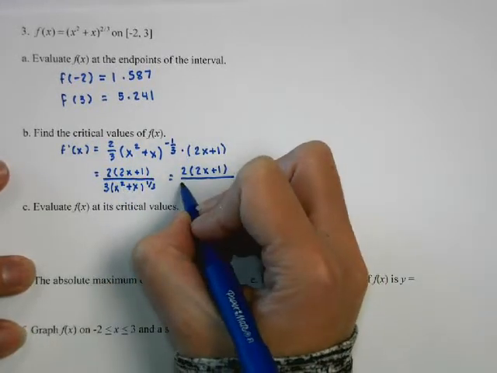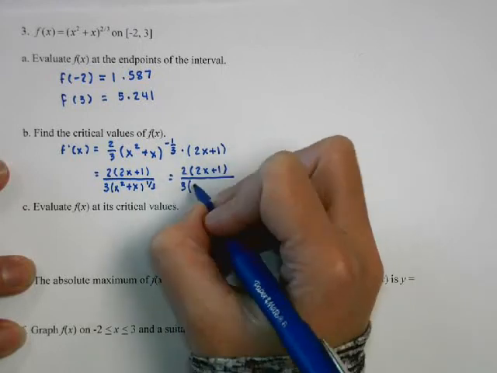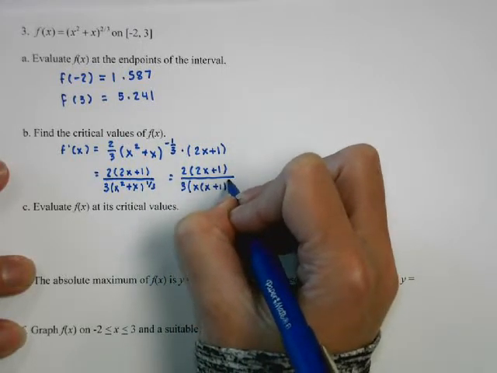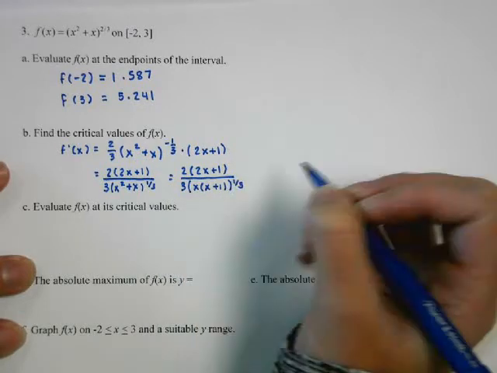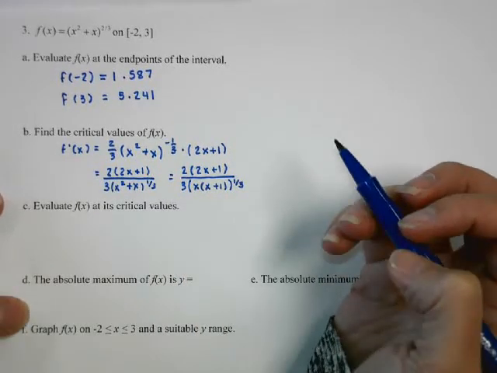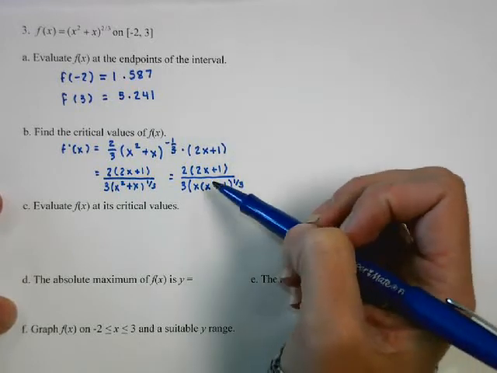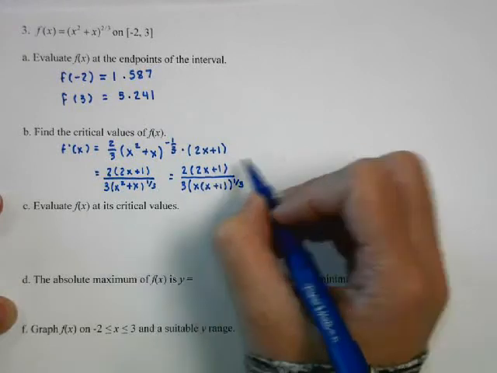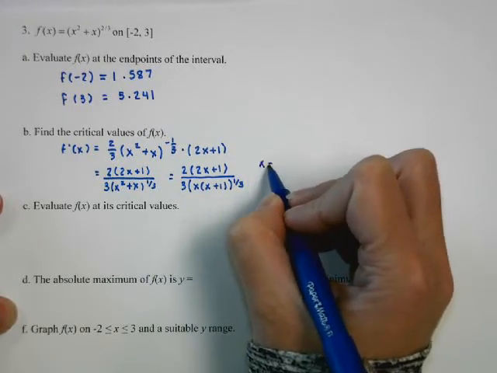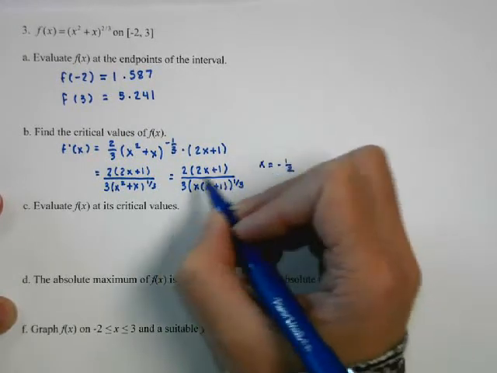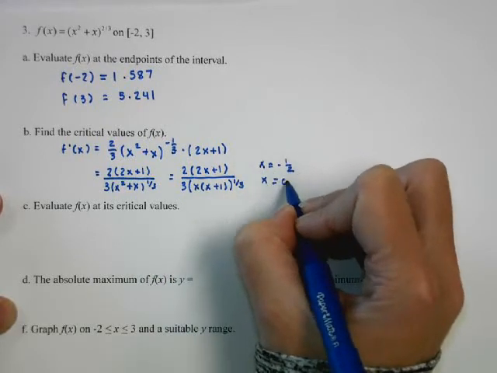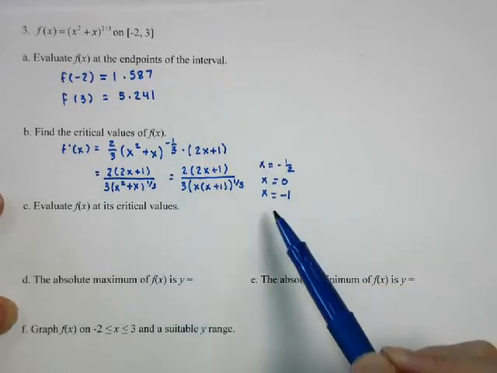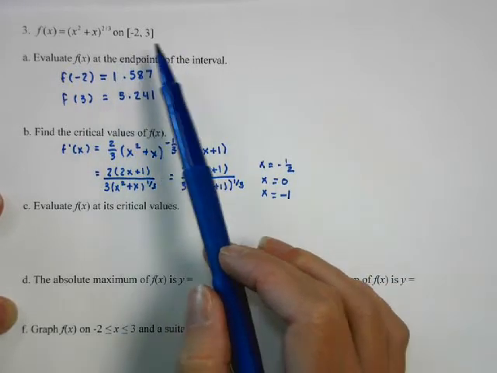And then here I'll factor. So we're going to have 3 times, in parentheses, x times x plus 1 to the 1/3. So my critical values are the things that are going to make this 0 or undefined. So the values that make the numerator 0 or the denominator 0. So that's going to be a negative 1/2. In the denominator, that's going to be a 0 and a negative 1. Check to make sure they're in the range, and all three of those are between negative 2 and 3.